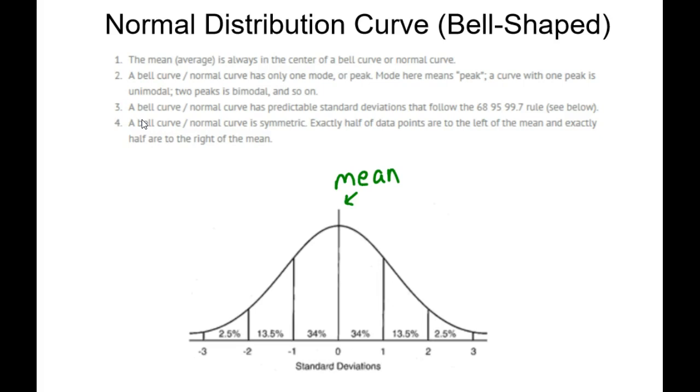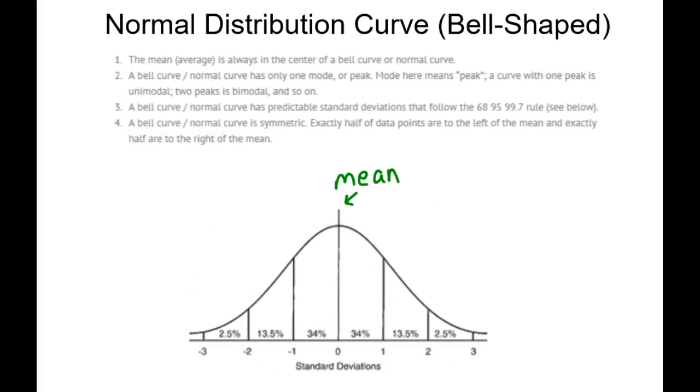Then the fourth one, a bell curve is symmetric, which you can see down below. If we look at the average or mean, and we use that as our axis of symmetry, we can see we have the mirrored image created about that axis of symmetry. So half of our data points are going to be to the left, and half of our points are going to be to the right of our mean for our data set.